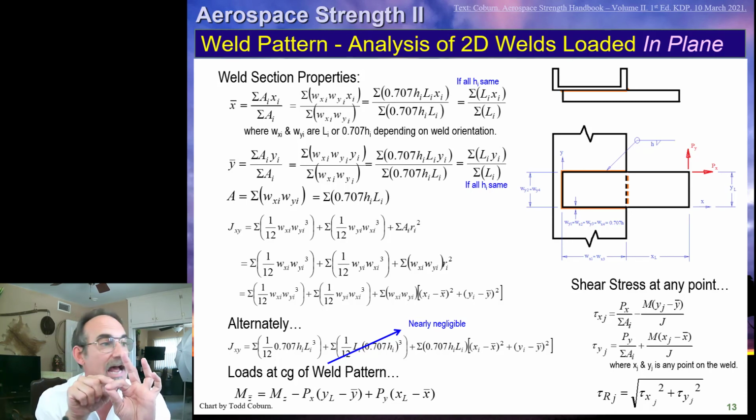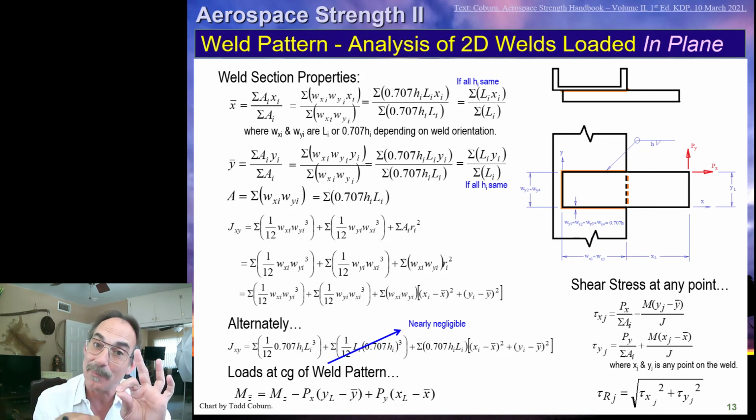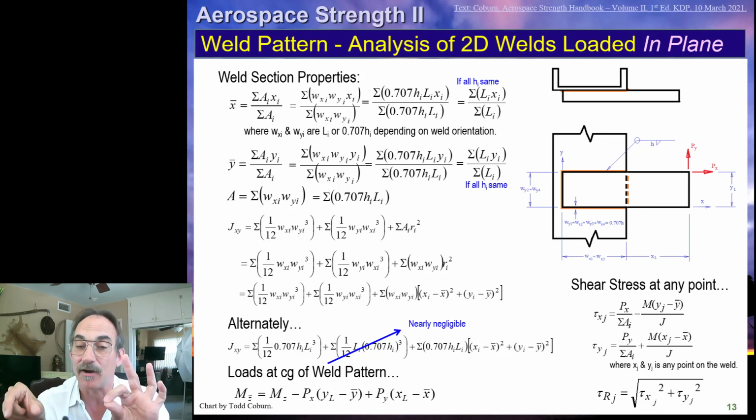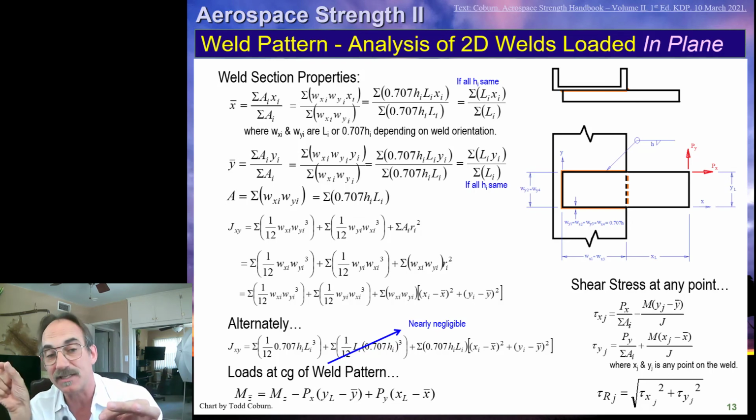weld, we're going to have 1/12 0.707 HL cubed plus the area of that weld times its X position minus X of the weld pattern squared plus the Y position minus the Y of the pattern squared. Add those two terms together, and that gives us that first J for the first weld.